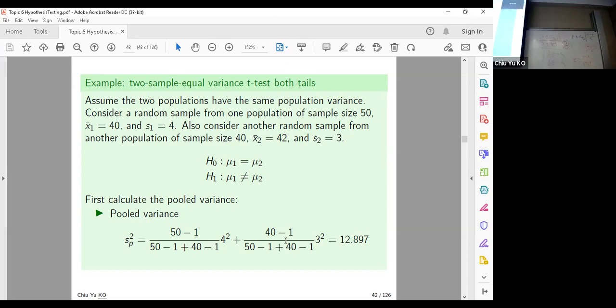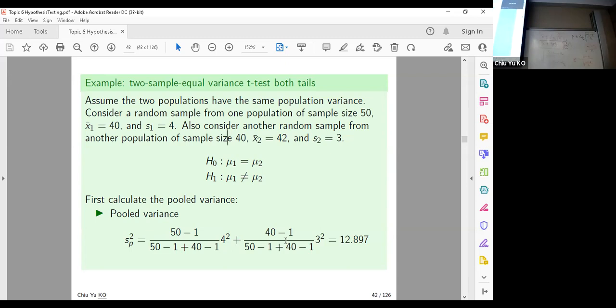Which one is more reliable depends on how big the sample size is. Suppose this one has a larger sample size, so that's why it's closer to 16 than to 9. If you look at the formula, if N1 gets bigger and bigger, you get very close to 16. If N2 gets bigger, you get close to 9. Because the more samples you have, the more reliable it is. So that's how you estimate the pooled variance.